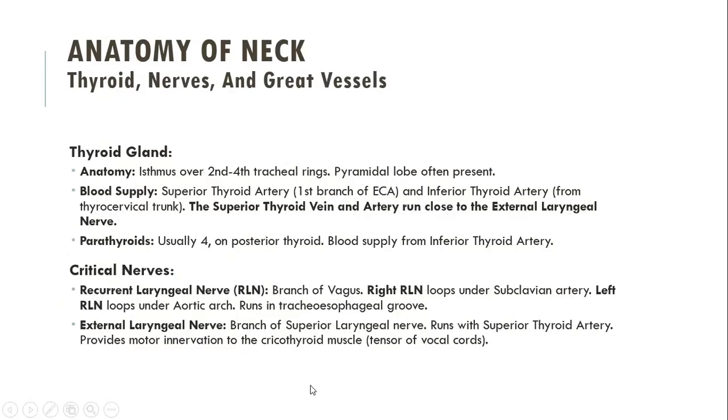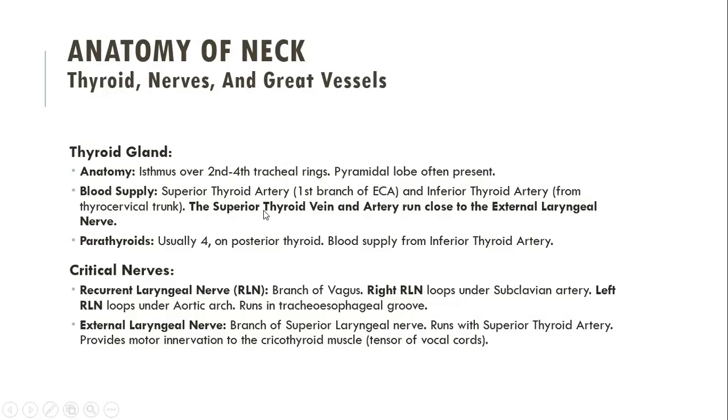Now we come to the important structures in the neck like thyroid, nerves, and blood vessels. The thyroid gland is the most important organ in the neck. It is found over the isthmus, at the second to fourth tracheal rings, and pyramidal lobes are often present. Blood supply is important for the thyroid gland because it is supplied by the superior thyroid artery, the first branch of the external carotid artery, and the inferior thyroid artery, which is from the thyrocervical trunk.